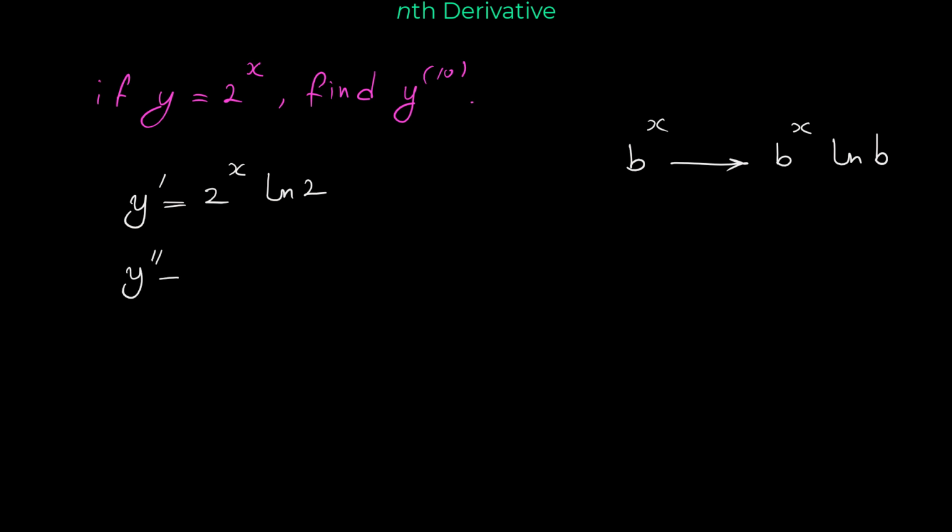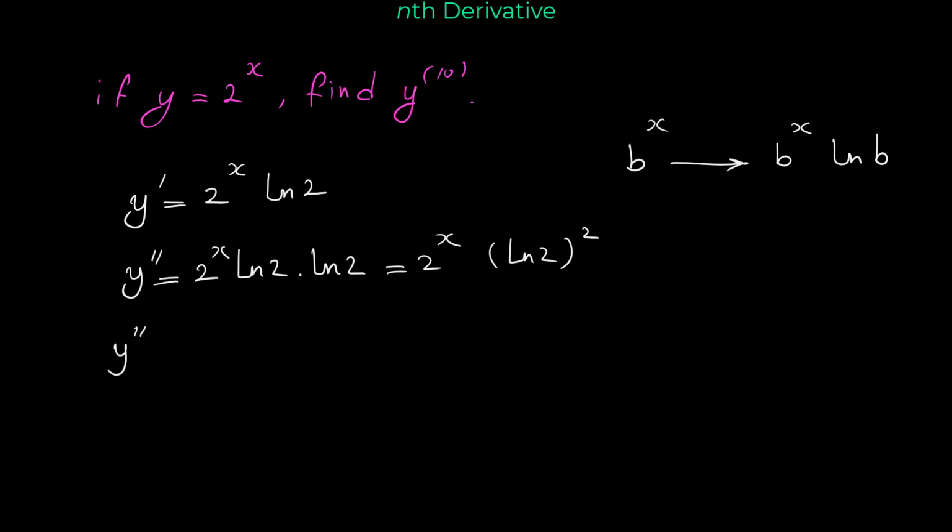What is the second derivative? This is a constant, this is a coefficient. Keep it here. Take derivative of the function. You don't need to use any product rule. Derivative of 2 to the x is again 2 to the x times ln of 2. But we have this ln of 2 already here, so times ln of 2. Which you can write in the form of 2 to the x times ln of 2 to the 2.